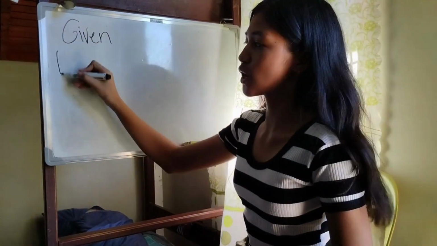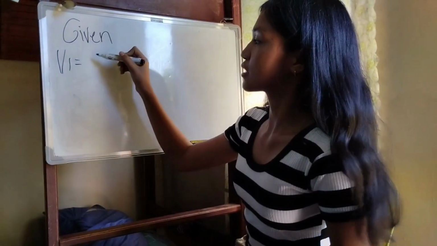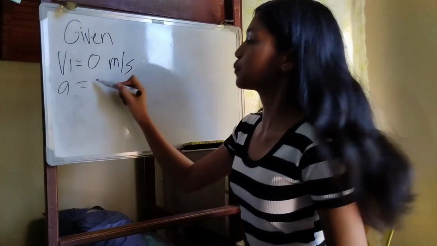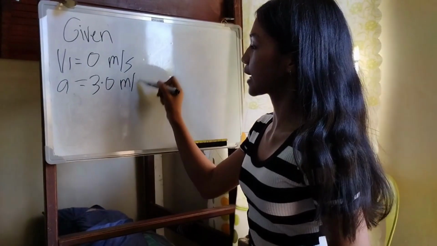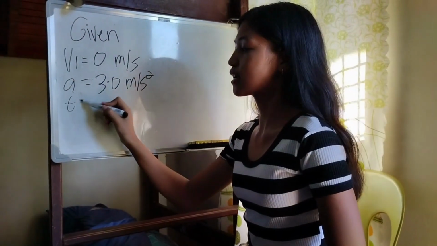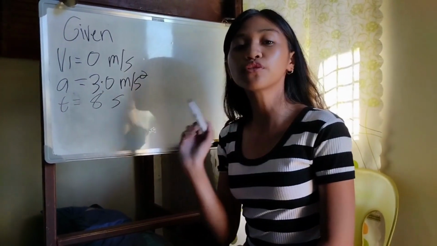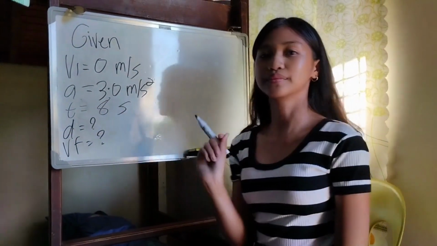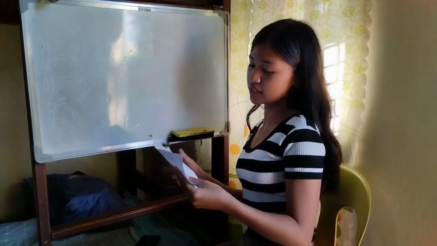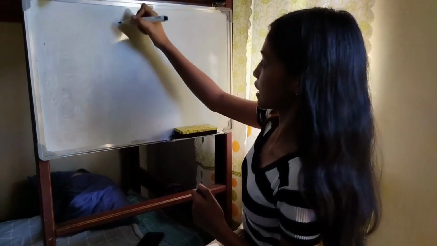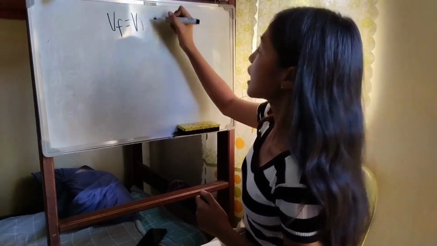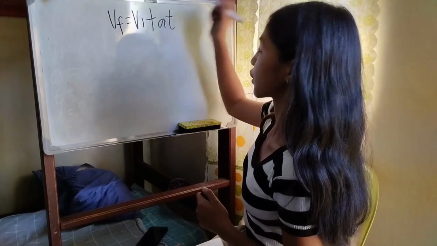We have initial velocity, or vi, equal to 0 meters per second, acceleration, or a, equal to 3.0 meters per second squared, and the time is 8 seconds. So we will find the distance and the final velocity. After we identify the given, we can now solve for the final velocity. The formula of the final velocity is vf equals initial velocity, or vi, plus acceleration times time, or at.